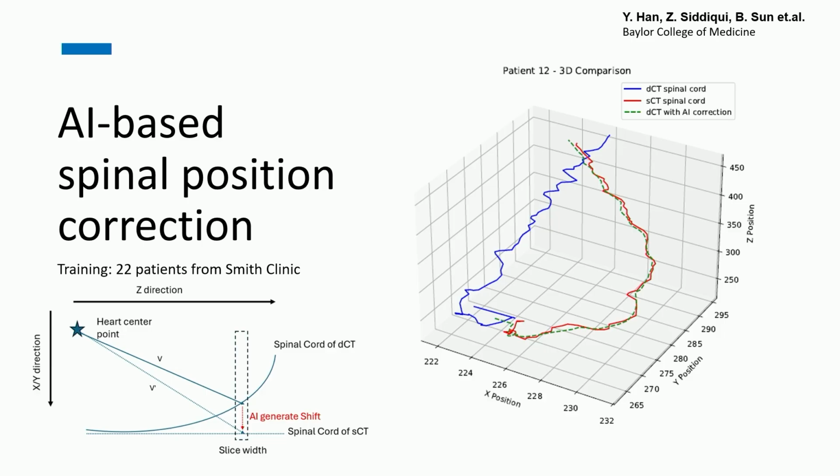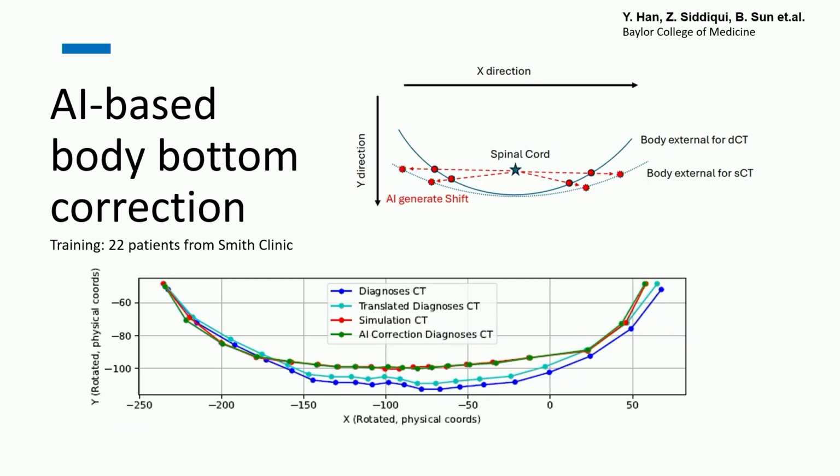This shows the result of our AI-based spinal position corrections. The blue one is a diagnostic CT spinal cord. The red one is a simulation CT, and the green one, I know it's rare to see because they're overlapping so well. The green one is a diagnostic CT with the AI corrections. And this one is for the body bottom corrections. The blue one is diagnostic CT. The cyan one is the diagnostic CT after the spinal position corrections. The red one is simulation CT, and the green one is with the AI corrections.